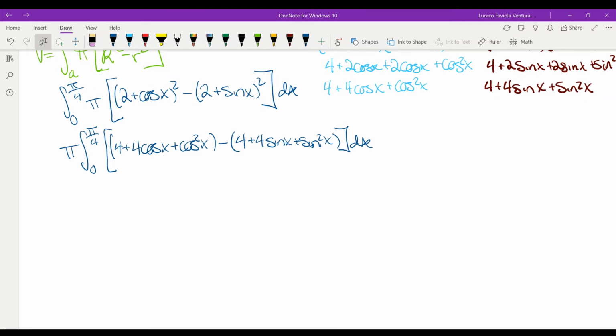And then from here we can distribute the negative and rewrite our equation once again. So we end up with 4 plus 4 cosine x plus cosine squared x minus 4 minus 4 sine x and minus sine squared x, because again, we're distributing the negative here. Dx.